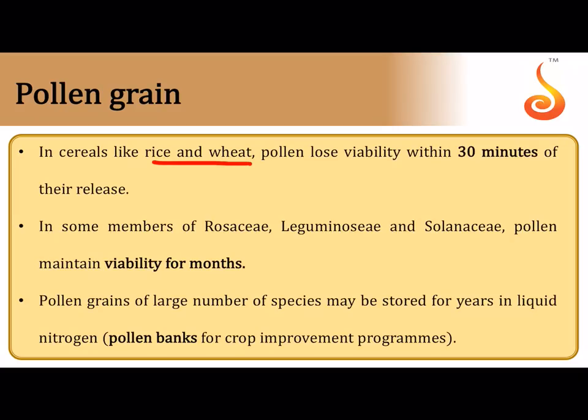Now, if you take plants like rice and wheat, the pollen will lose viability in a very short period of time, that is 30 minutes. That means within 30 minutes it should go and fall on the stigma, otherwise it will not successfully carry out reproduction. Pollination will not be successful if it does not deposit on the stigma within that time, because beyond 30 minutes what will happen to the pollen grain? It will lose its function, it will lose its ability to fertilize the egg which is sitting inside the carpel or the pistil, which we will discuss later.